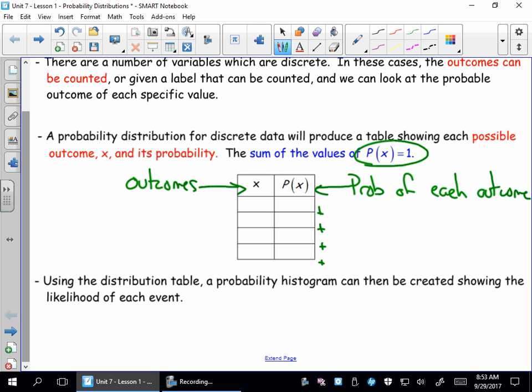Okay. Once we make a distribution, we could also make a graph or a histogram showing the different likelihood of each event, and different shapes will come up that we maybe have seen before when we looked at statistics, symmetrical shapes or skews or things like that. So we're going to look at some situations today that involve these kinds of questions.